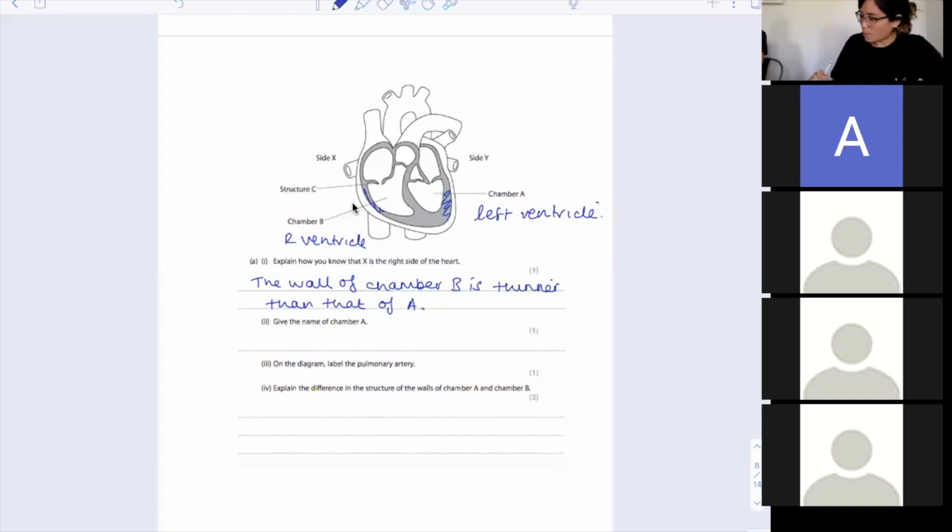Give the name of chamber A. I've already done that. I always end up doing this when I do my labeling. On the diagram, label the pulmonary artery. So remember that the pulmonary artery is taking deoxygenated blood away from the right side of the heart. So this is the right side. Here's the blood flow. So this here is the pulmonary artery.